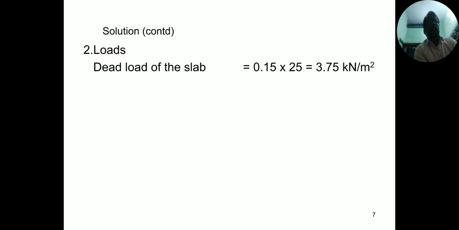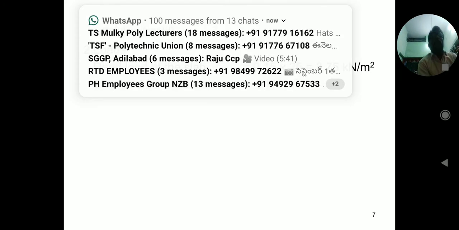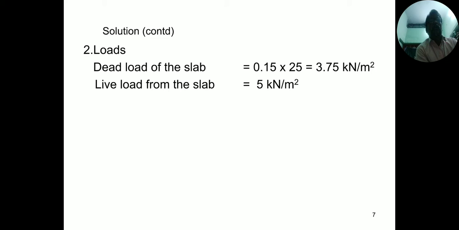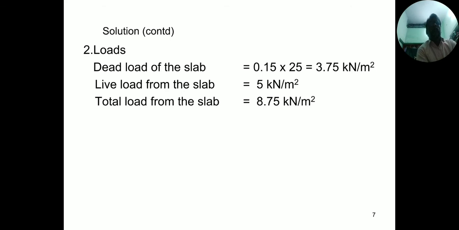Next, superimposed live load on the slab: 5 kilonewtons per meter square. Total load on the slab: 5 plus 3.75 is equal to 8.75 kilonewtons per meter square.